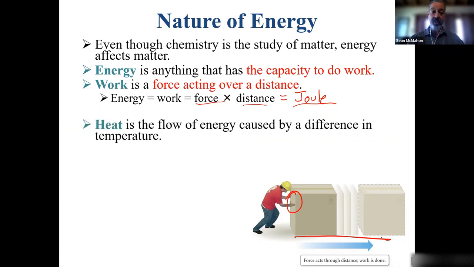Another form of energy that we'll be talking about is heat. And heat essentially flows based on differences in energy. And this makes sense because typically heat flows high to low. It's kind of like diffusion, right? When we think of diffusion, it's from a high concentration to a low. It's the same with heat.